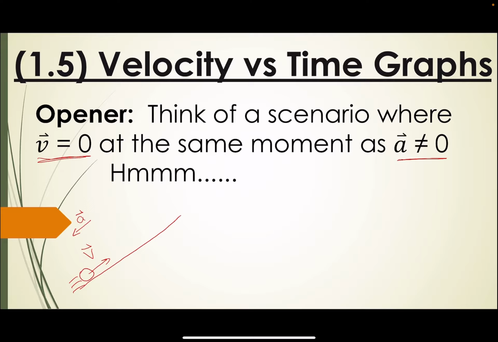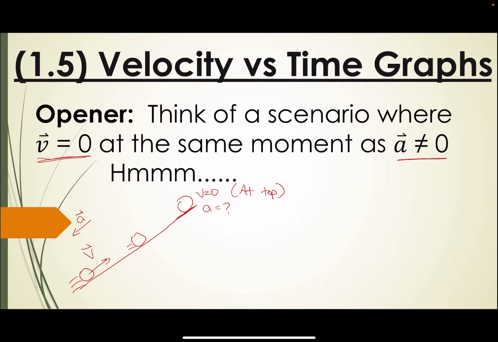If acceleration is down the ramp, that means the ball is slowing down. So I'll put less zooming lines here, and by the time we get up here to the top, let's say V is 0. So right at the top, V is 0. The big question is, what is acceleration? Is acceleration 0? Let's think about what if it was.